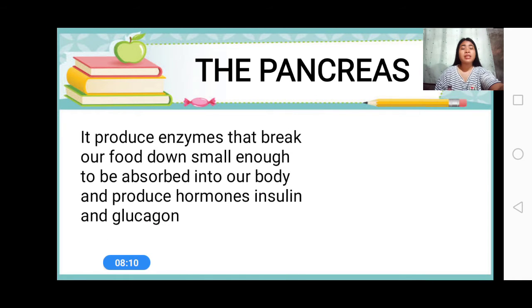Okay, so we have the pancreas. The pancreas produces enzymes that break our food down into pieces small enough to be absorbed into our body, and it produces the hormones insulin and glucagon. So what does it produce? Enzymes that break our food down small enough to be absorbed into our body. That is the pancreas. Do you understand?